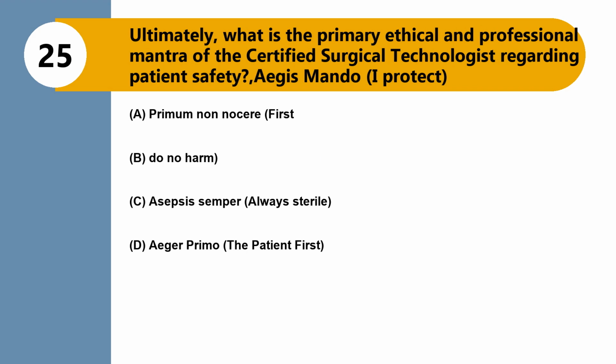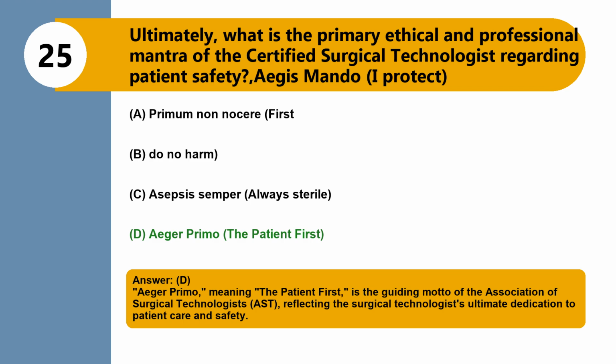Question 25. Ultimately, what is the primary ethical and professional mantra of the Certified Surgical Technologist regarding patient safety? Option A, Aegis mando, I protect. Option B, primum non nocere, first do no harm. Option C, asepsis semper, always sterile. Option D, Eger primo, the patient first. The correct answer is option D, Eger primo, the patient first. Eger primo, meaning the patient first, is the guiding motto of the Association of Surgical Technologists, AST, reflecting the surgical technologist's ultimate dedication to patient care and safety.